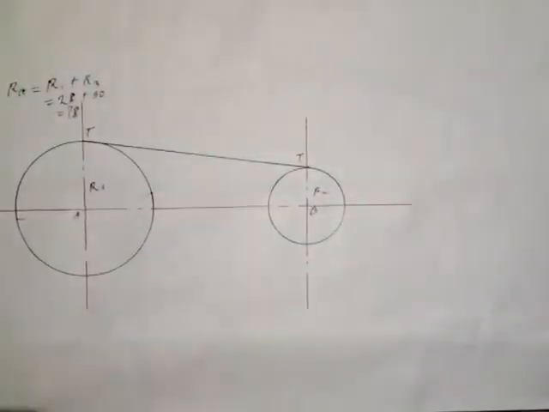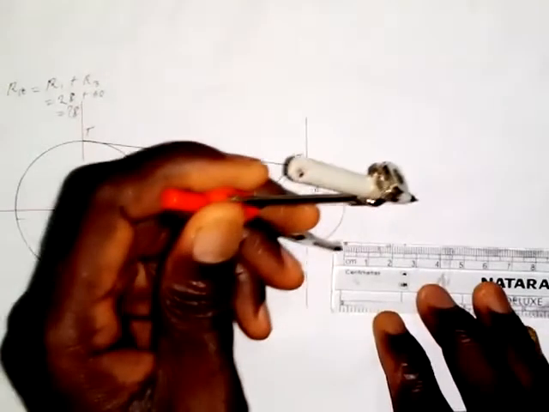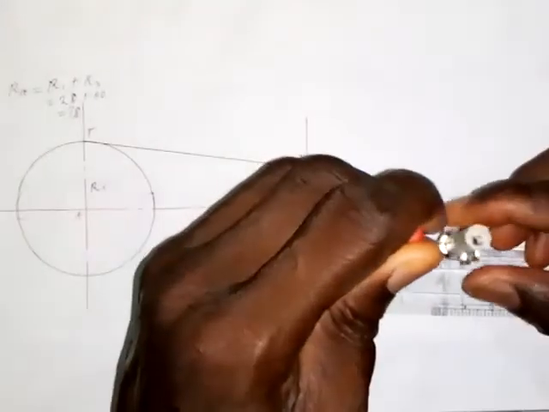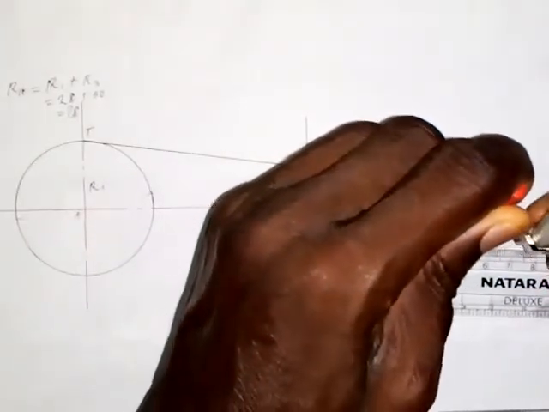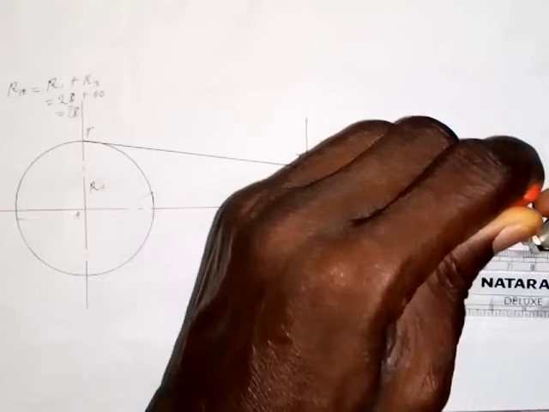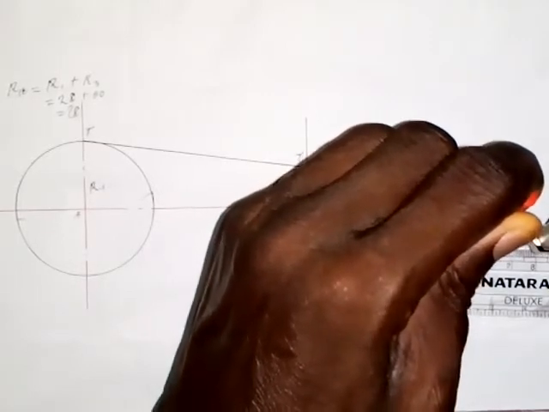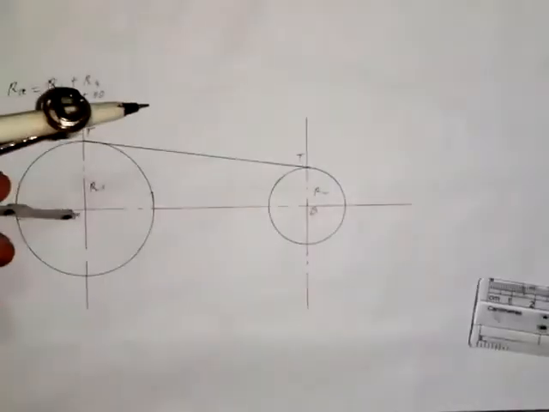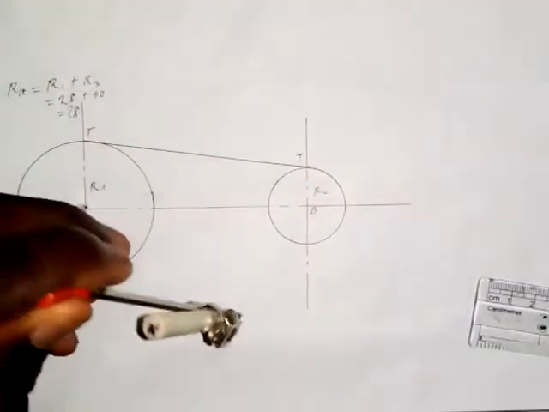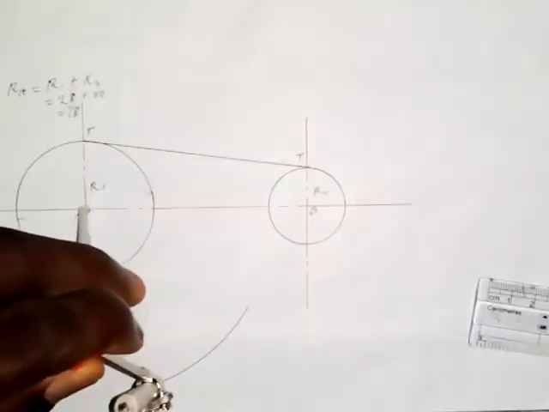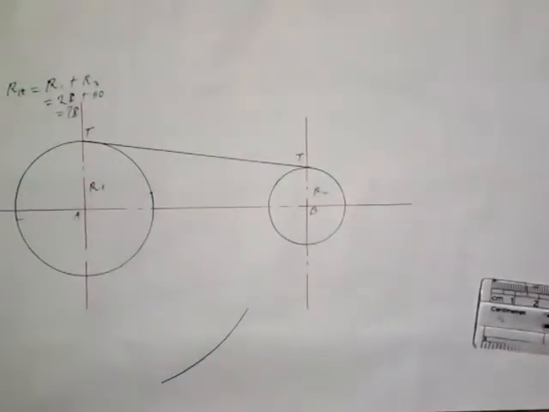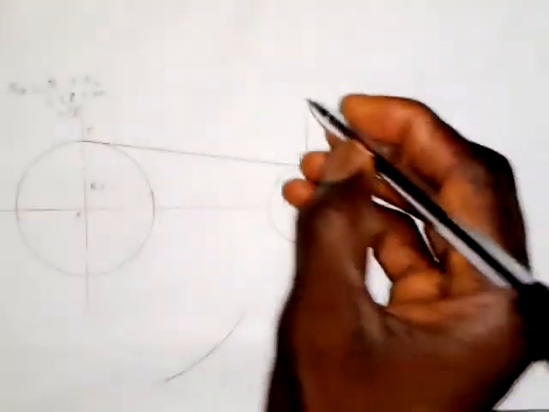So this 78 millimeters, I will take a measurement of 78 millimeters on my ruler, with my compass, like this. Okay. So taking 78 millimeters, I will put it at this center here, and I will draw an arc down here, like this. Okay. So next, let's get RB.